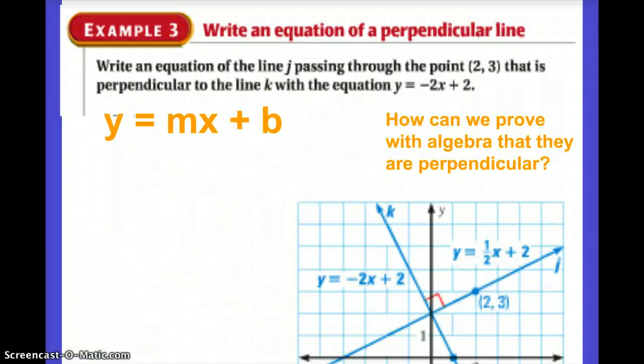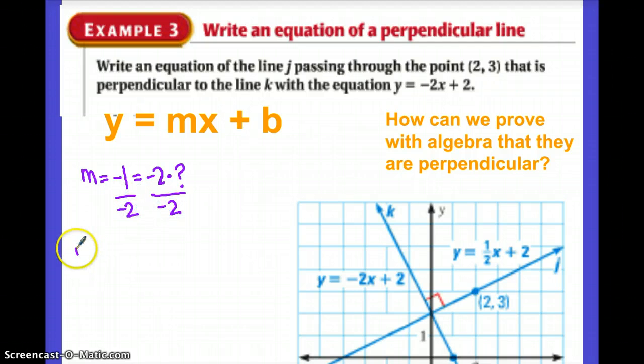Third example, perpendicular. We learned in Chapter 3, Lesson 4, that if they're perpendicular, the slopes have to multiply to -1. So -2 times what equals -1? Well, how do I get rid of multiplication? Division. So our new slope is going to be negative divided by negative, or a positive 1/2. That is our slope that will be perpendicular.